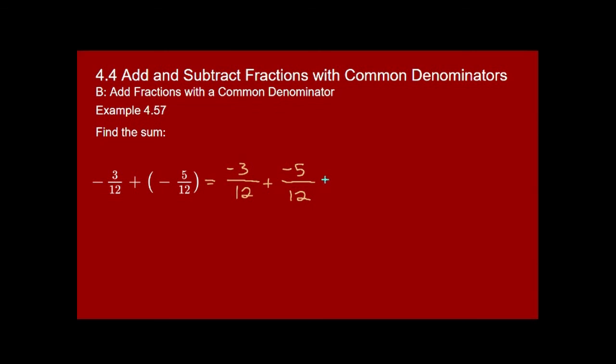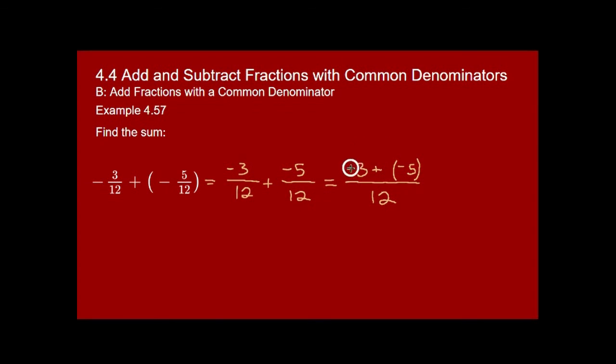Okay, and then we follow the same procedure. We're going to add the numerators. Make sure you take the negatives with the number they're attached to. Negative 3 plus negative 5, and we keep the same denominator, 12, 12, 12.